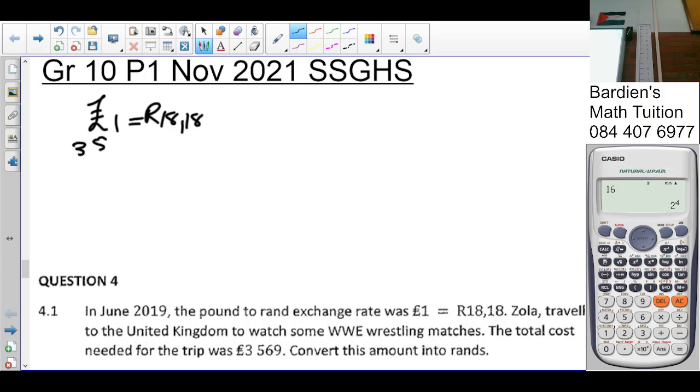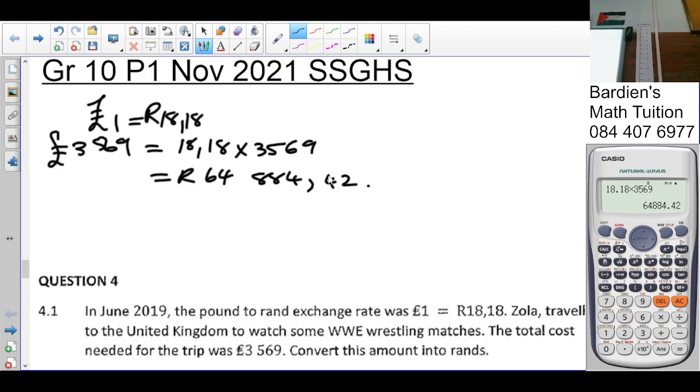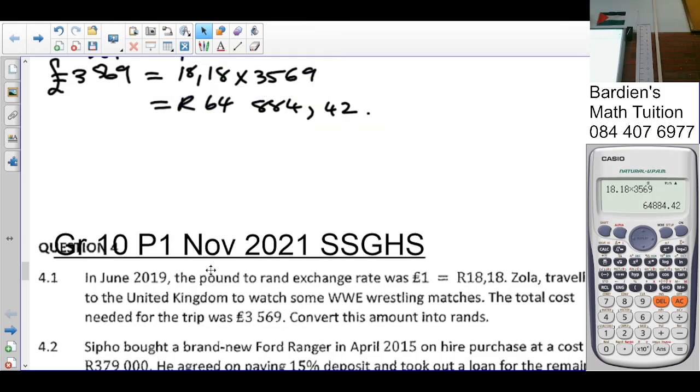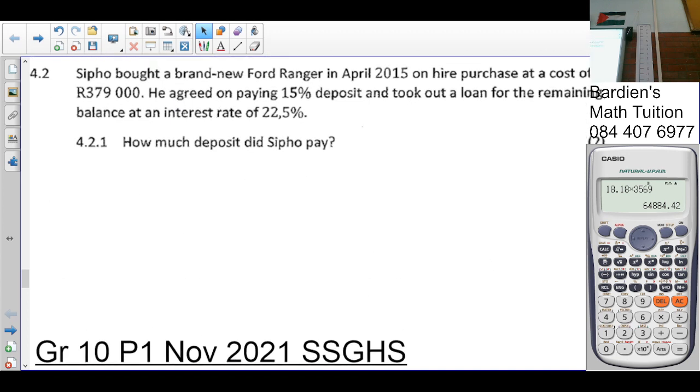We have 3,569 pounds. So how do we get from 1 to 3,569? We multiply, so it's 18.18 multiplied by 3,569. There's 18 rand and 18 cents multiplied by 3,569 pounds. Gives you 864,884 rand and 42 cents.